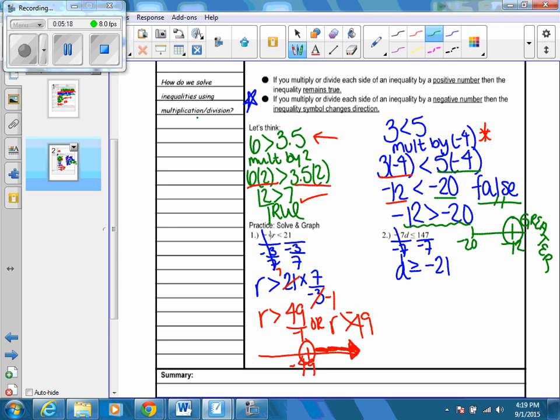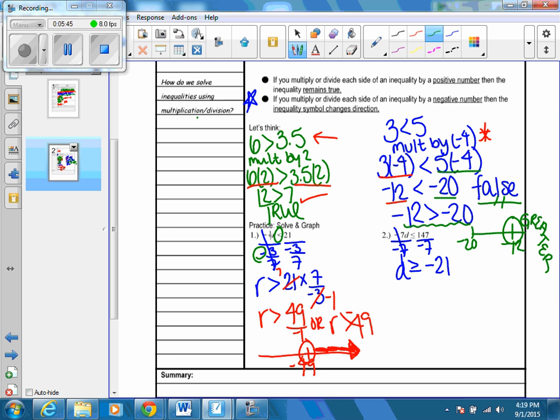If we keep going and look at number 1, it says solve and graph. I have negative 3 over 7 times r is less than 21. In order to get r by itself, I have to divide each side by negative 3 over 7. When I do that, I should get r. I have to change my symbol because I'm dividing by a negative. So r is going to be greater than 21 times 7 over negative 3.